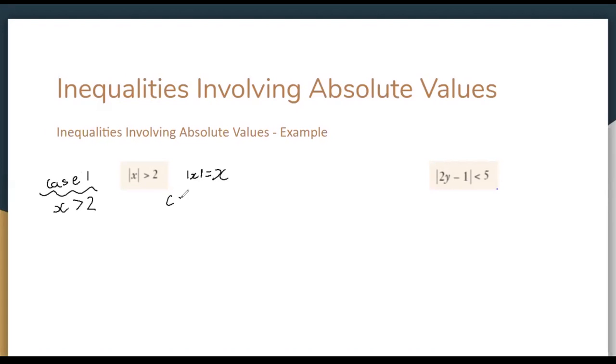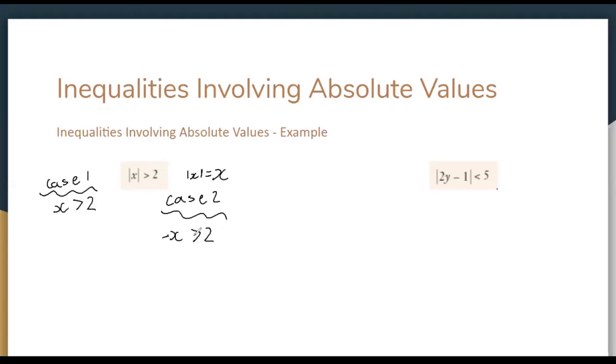But we also have to consider case 2, that x might not be positive. So that would mean that we would actually have a negative x. And so if we have a negative x and we want to solve for possible x values, we have to consider what happens when x is negative. Well, if x is negative, then we get negative x is greater than 2. And so we want to solve this.